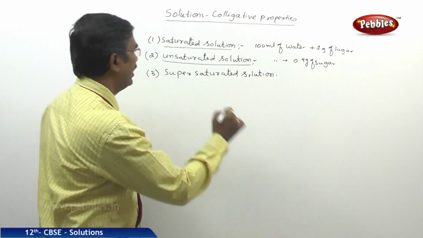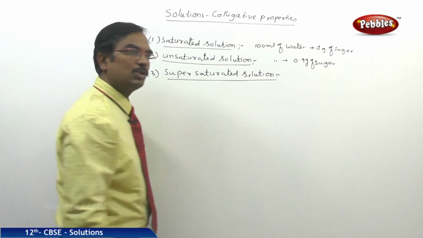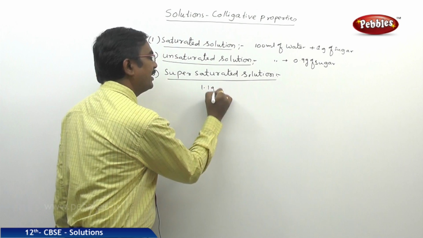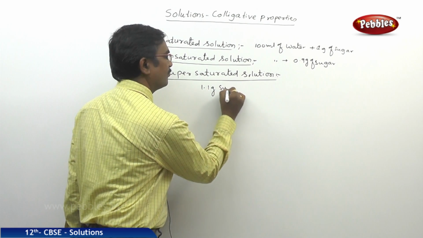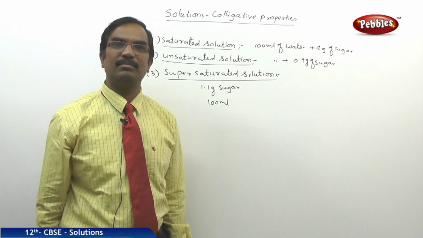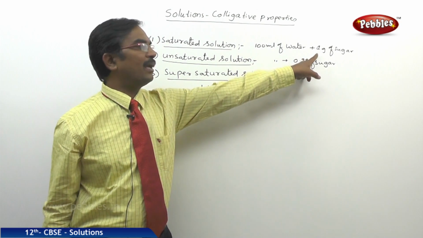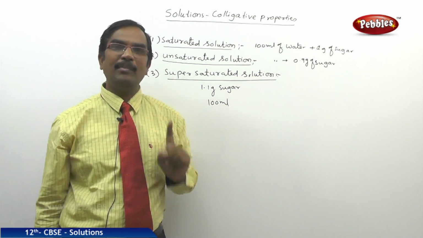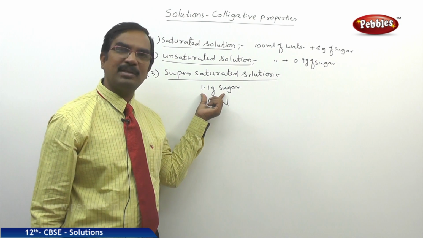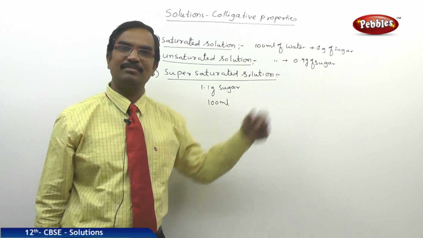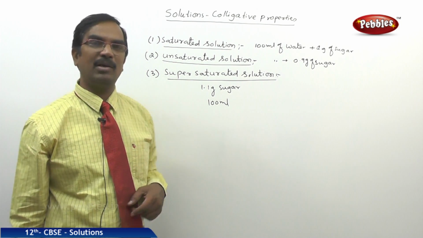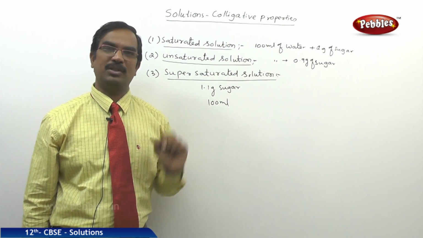Coming to the third case, the supersaturated solution. Suppose we add 1.1 grams of sugar to 100 ml of water by raising the temperature. Initially, the water can dissolve only 1 gram of sugar at the given temperature, but we are adding 1.1 grams, which is more than required. The resultant solution we call a supersaturated solution.